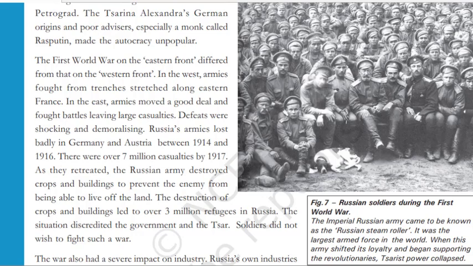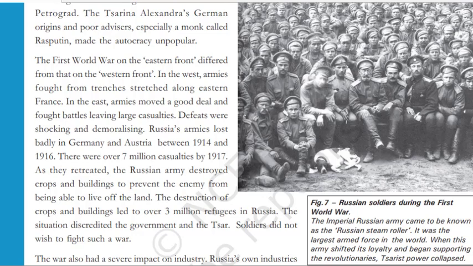As they retreated, the Russian army destroyed crops and buildings to prevent the enemy from being able to live off the land. The destruction of crops and buildings led to over 3 million refugees in Russia. The situation discredited the government and the Tsar. Soldiers did not wish to fight such a war.